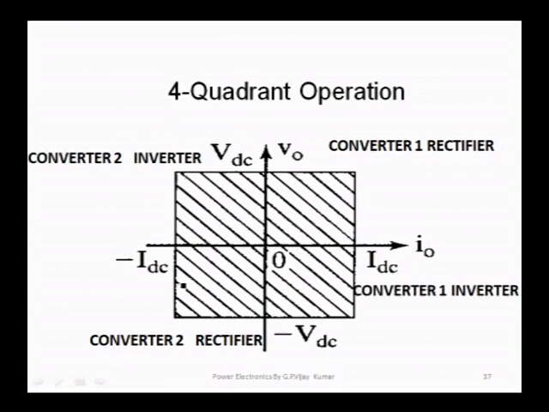See the quadrant operation is shown: converter 1 rectifier, converter 1 inverter. For converter 1 rectifier, V naught and I naught are positive. Converter 1 inverter: IDC is positive, I naught is positive, output voltage is negative. Here converter 2 rectifier, both are negative. So, this is a rectifier mode. Converter 2 inverter, so VDC is positive, current is negative.